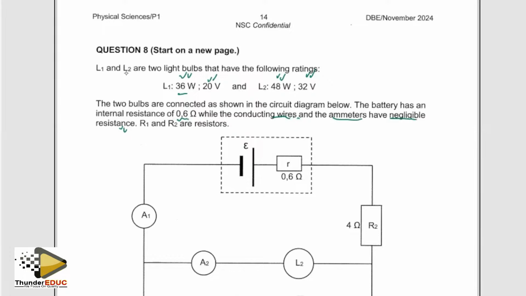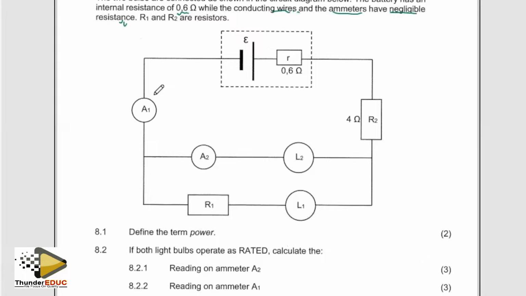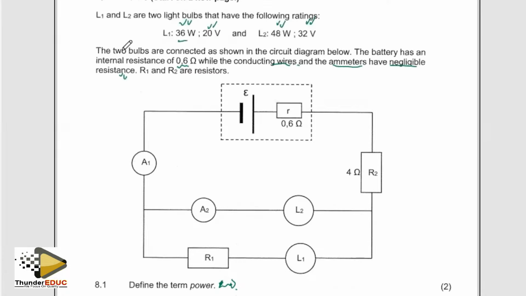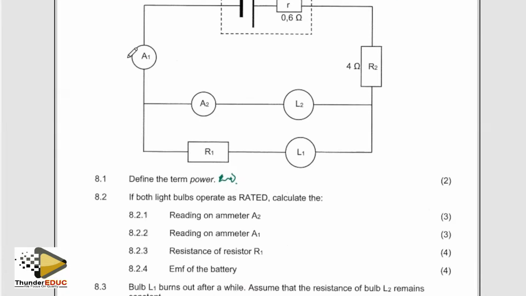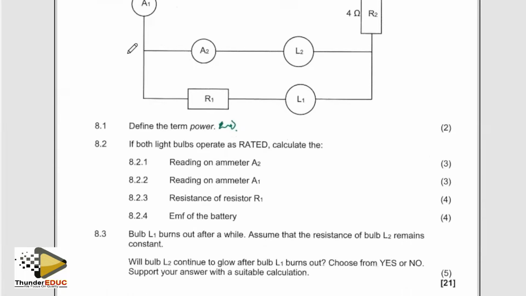And then they are asking us, so we can see the lights are there and all of that. Then they want us to define the term power. We know that power is basically the rate at which work is done or the rate at which energy is transferred. Now, for the sake of electricity, we shall look at the rate of energy transfer. So that is the definition of power.